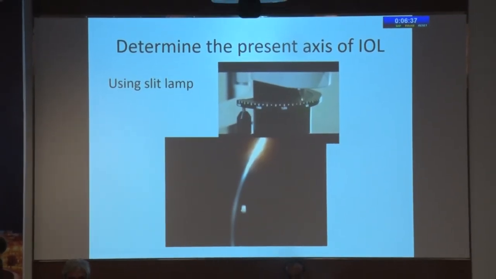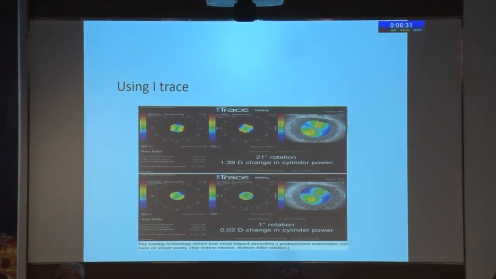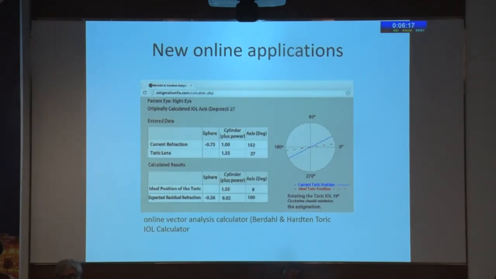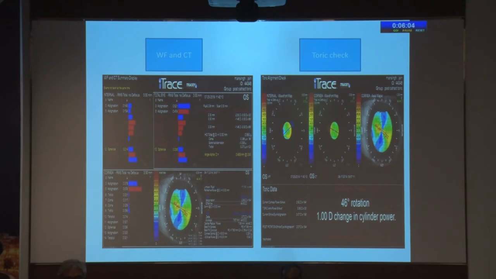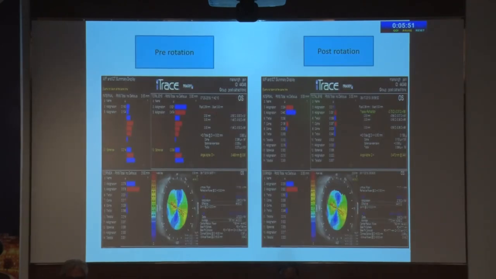How can you determine it? By the slit lamp, you can confirm whether you have placed the lens on the exact proper axis or not. Then you can use the advantage of the eye trace. It gives exactly how much rotation is required and how much rotation will correct your astigmatism. There are different online applications which tell how much you should rotate your particular lens. The eye trace shows what the patient is actually feeling with this misaligned IOL, and how much correction you can achieve by rotation. This is another pre-rotation case.